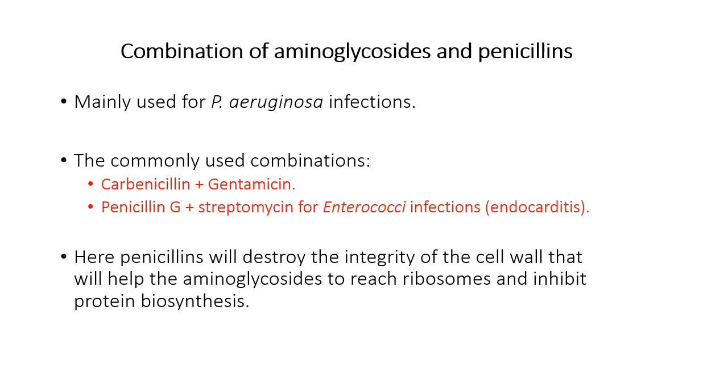And as I mentioned, it's often used in combination with beta lactams, the penicillins. Aminoglycosides are good for Pseudomonas infections, and can be used, for example, with carbenicillin, a beta-lactam, and gentamicin, or penicillin G and streptomycin for enterococci infection, particularly endocarditis, which is infection of the heart valves. The concept here is that penicillins damage the cell wall, therefore helping the aminoglycosides gain easier access to the inside of the cell to reach the ribosome. If you recall, the ribosome is internal within the cell, in the cytoplasm. Therefore, to be effective, your aminoglycoside has to get through the cell membrane to reach it. By using a combination therapy with a membrane damaging antibiotic, you can get a synergistic effect.